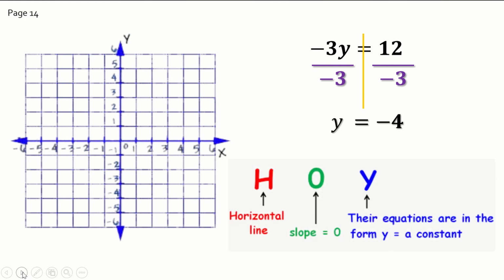So HOY is a horizontal line, the slope is 0, and the y is repeating. It is always negative 4. So we would plot our point, the y value of negative 4, and draw our horizontal line.